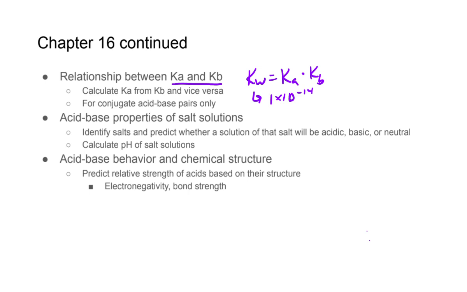But recall that this works only for conjugate acid-base pairs, right? So, for example, NH3 and NH4+, or a weak acid HA and A-, they have to be conjugate acid-base pairs, Ka and Kb for those.